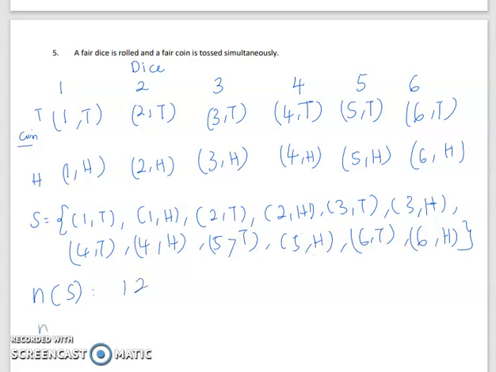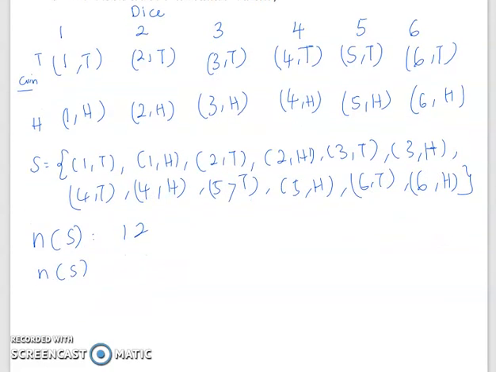You can also use a formula. So the number of the sample space is equal to the number of possible outcomes for the first event times the number of possible outcomes for the second event. The first event is the dice, where I might get 6 possible outcomes. And then the second event is the coin, so I might get 2 outcomes from the coin. So 6 times 2 is also 12. So it's the same number of possible outcomes.